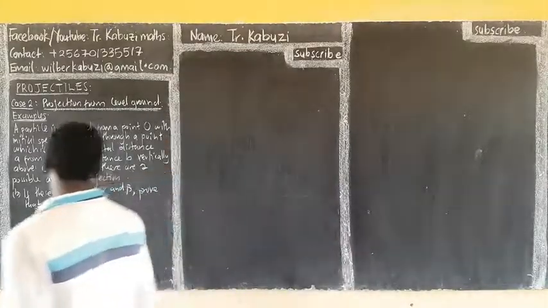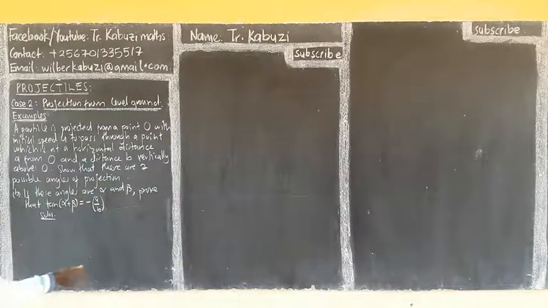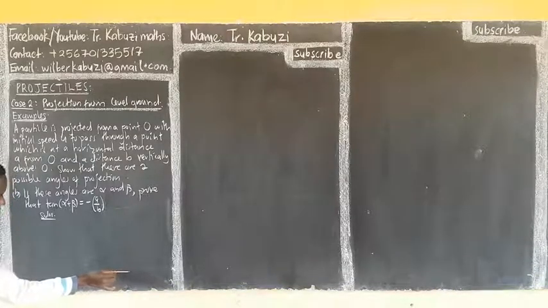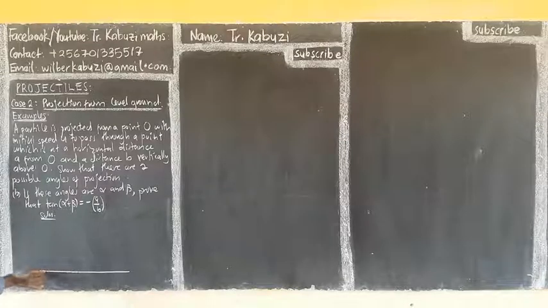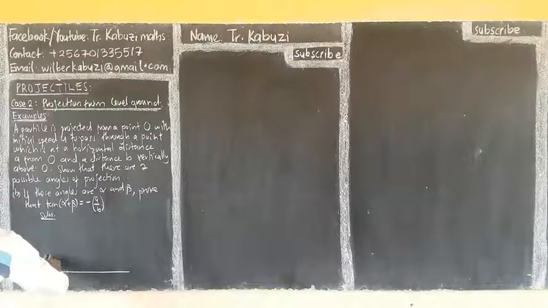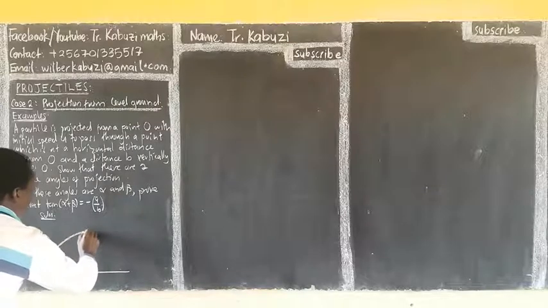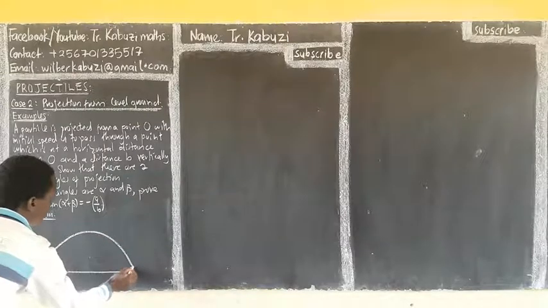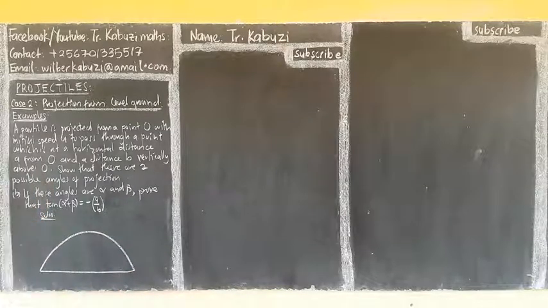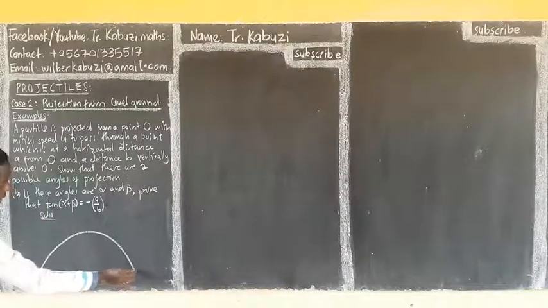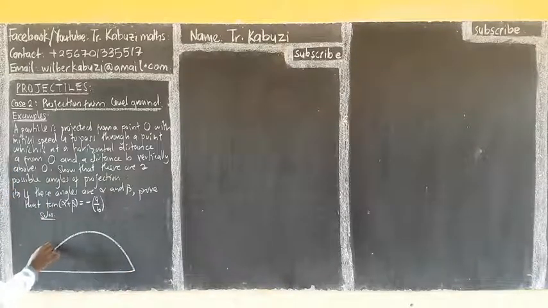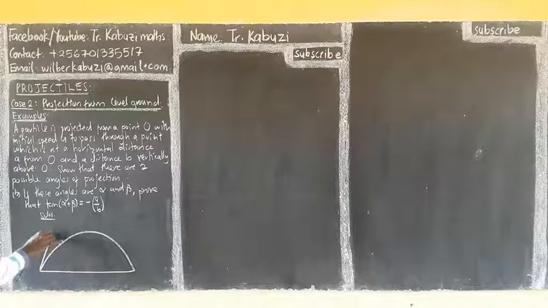So we start with our sketch. This is going to be my sketch here. This is going to be my horizontal ground. They are telling me that they are projecting a particle from this point, then it will come like this, then of course it will go and then it will fall somewhere there. Now they are telling me that it's given an initial velocity here, u meters per second.